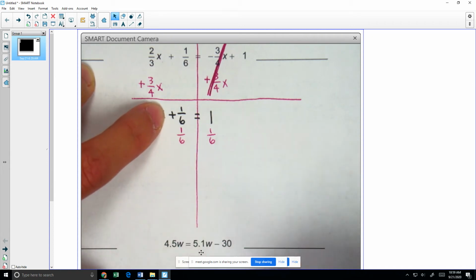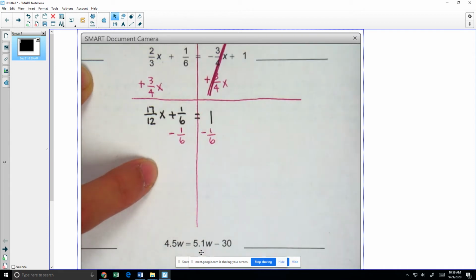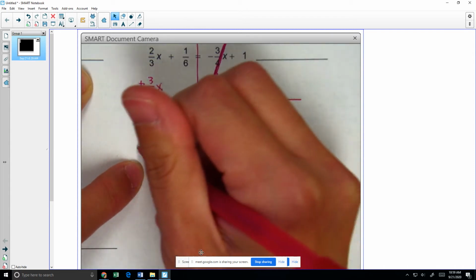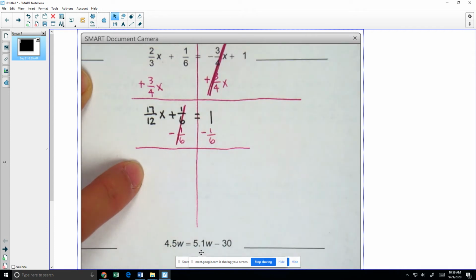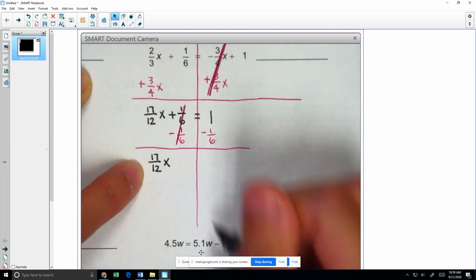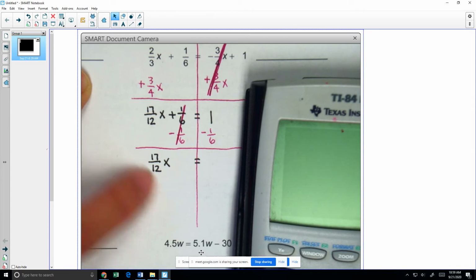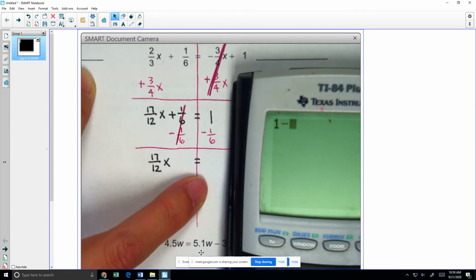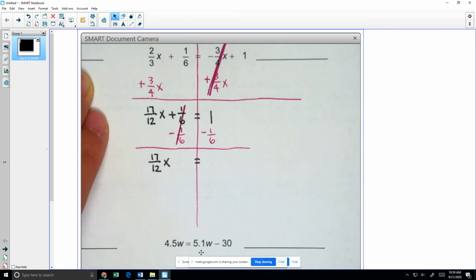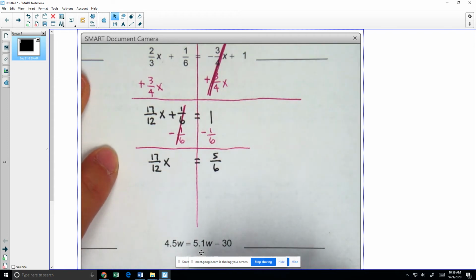I see a plus 1/6. Araceli, what's opposite of plus? Thank you. So minus, subtract on both sides. And that cancels out. So I have 17/12 x equals 1 minus 1/6. I don't know, but use your calculator. 1 minus 1/6. So alpha y equals enter. 1/6 is 5/6. Okay.